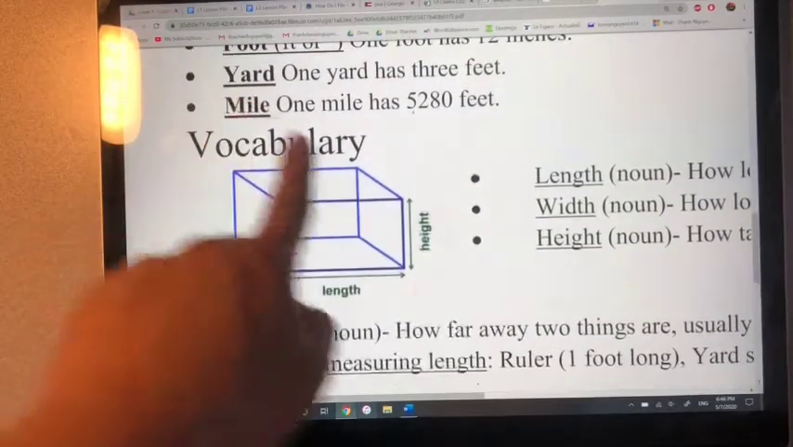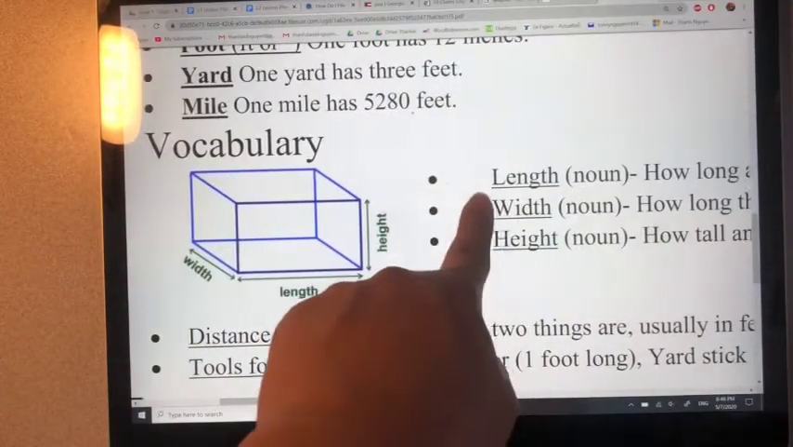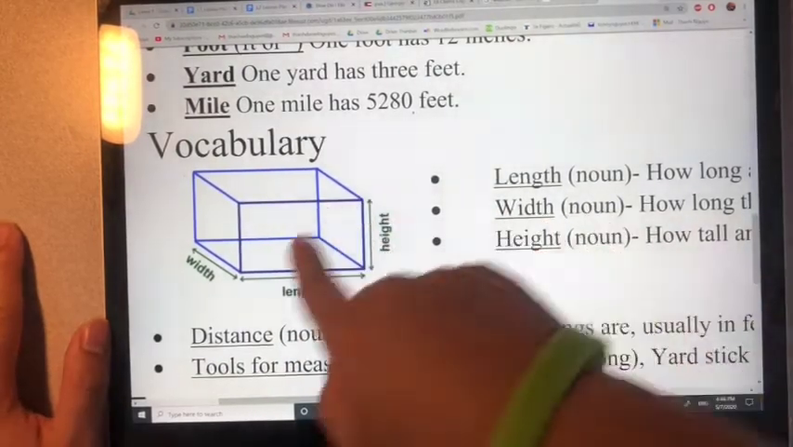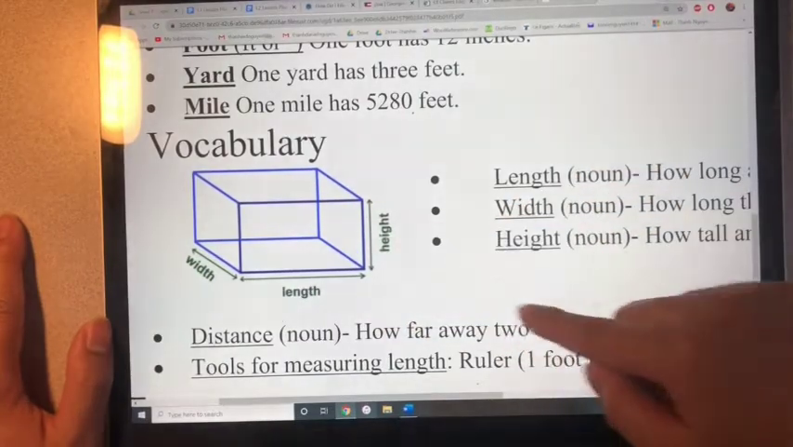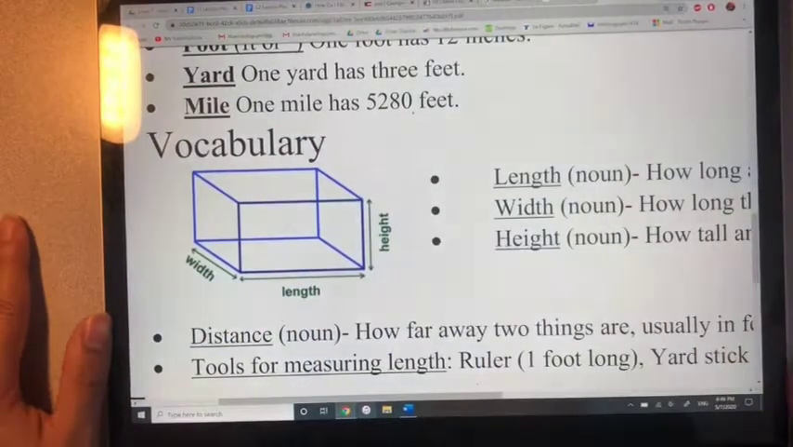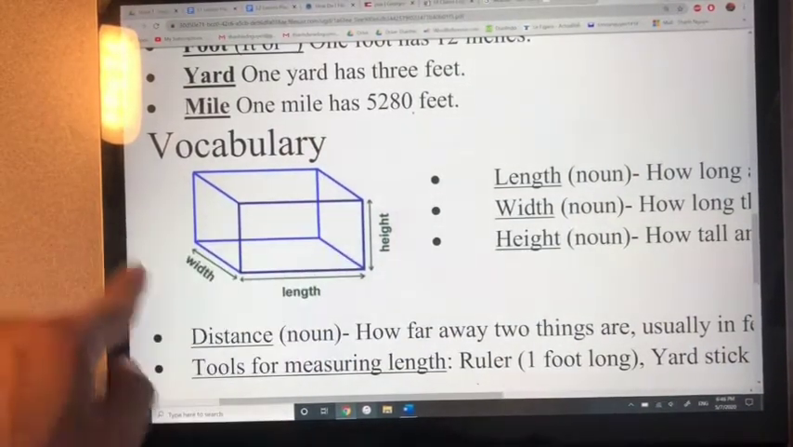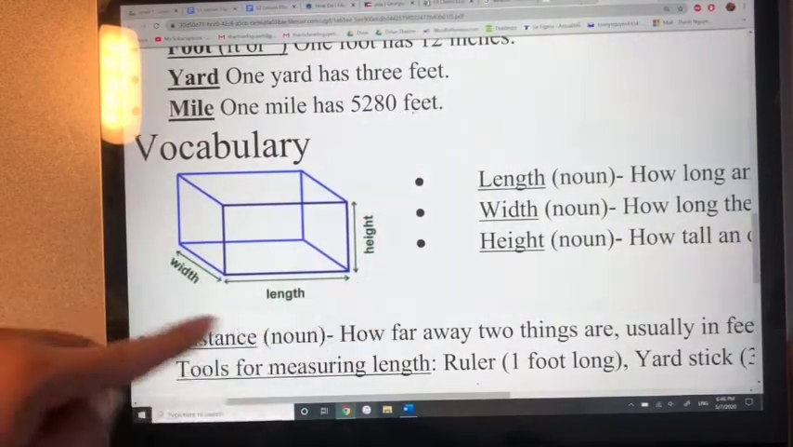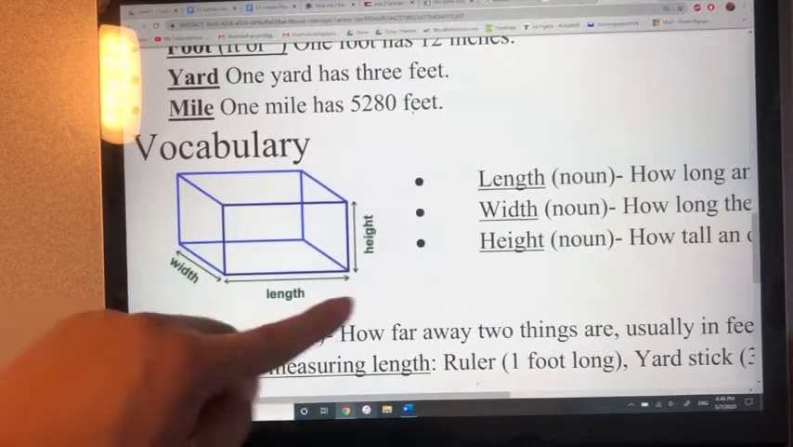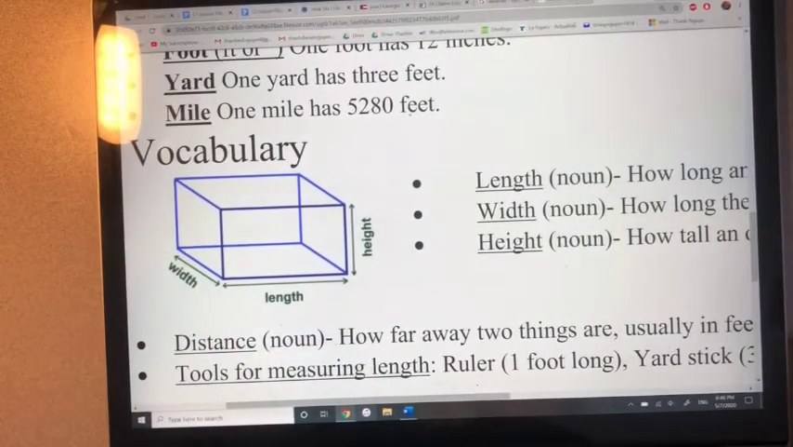So, up next we have dimensions. So, the dimensions are length, width, and height. These are always the dimensions of an object. Any object always has the length, the width, and the height. The length is how long something is one way, and the width is how long it is the other way.